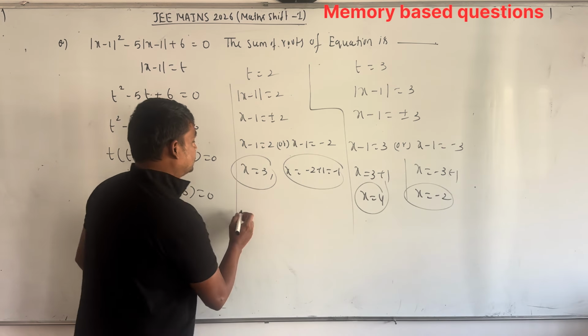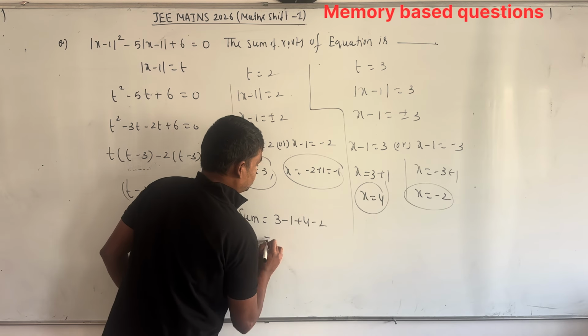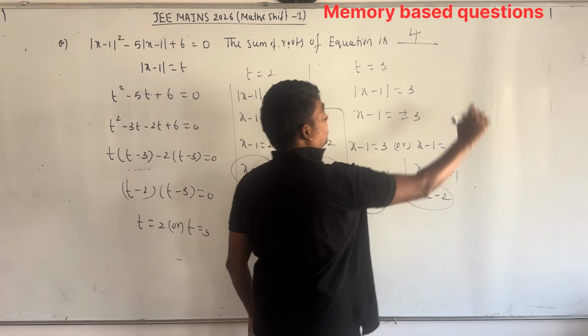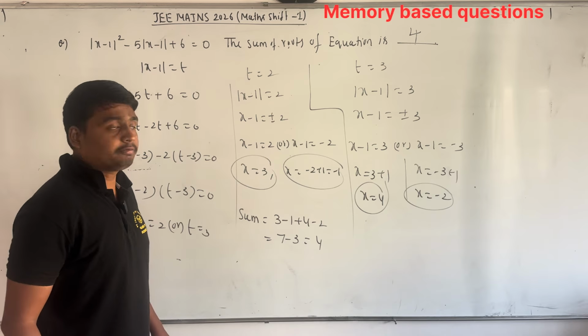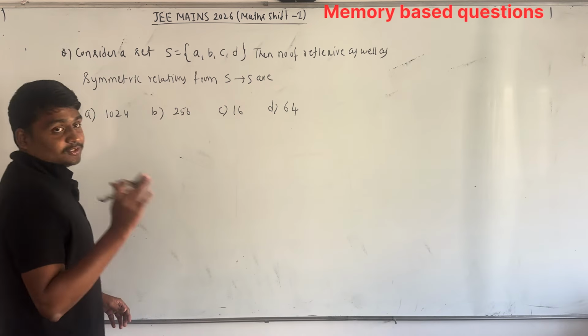They are asking the sum. So the sum of all these roots, 3 minus 1 plus 4 minus 2, 4 plus 3 is 7, minus 3, we got 4. So the answer is 4 for this question. So the sum of all the roots of this equation is 4. This is how we can solve this question within 1.5 minutes. So like this, simple question. Next we go for the next question. So see the next question.